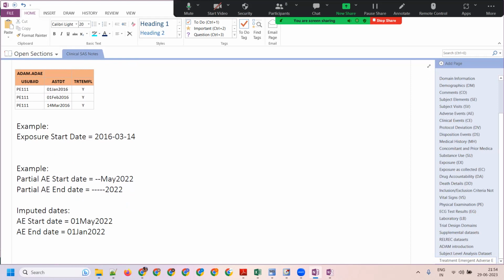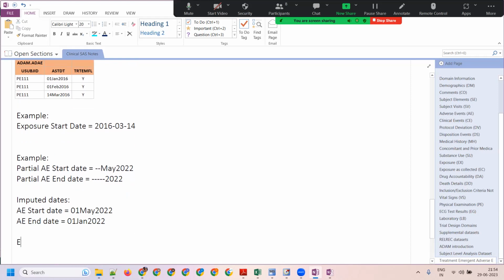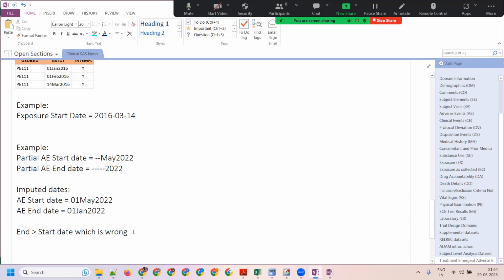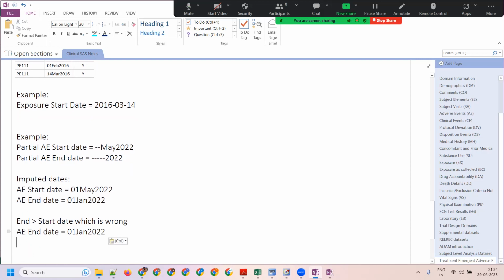Anything wrong there? Come on, guys. Yes, sir. End date is showing Jan and start date is showing May. How can the end date be earlier than the start date? That is wrong. What should you do now? For end dates, we have to consider 31st December as the end date. Exactly. Then in this case, AE end date is equal to 31st December. By default, you take the end of the year.